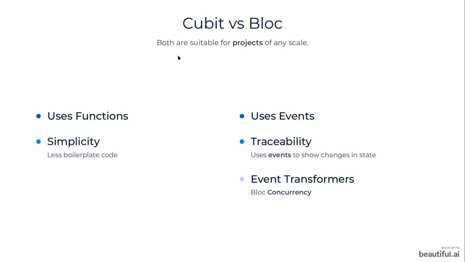There is one common misconception among people. They assume Cubits are inferior to Bloc, which means you can only use Cubit for simple projects. There are no such things. I have used Cubit for an e-commerce app as well, and more such projects. You can use Cubits because they are simple and use a function approach. Bloc uses an events approach, provides traceability, and has something called event transformers.